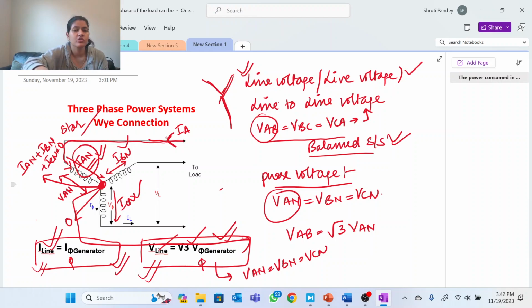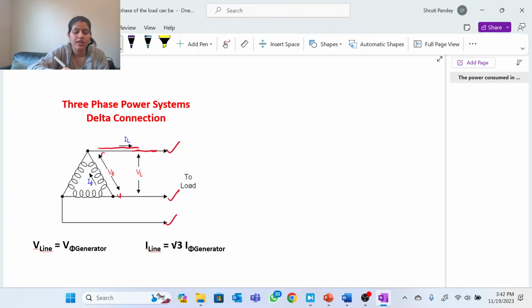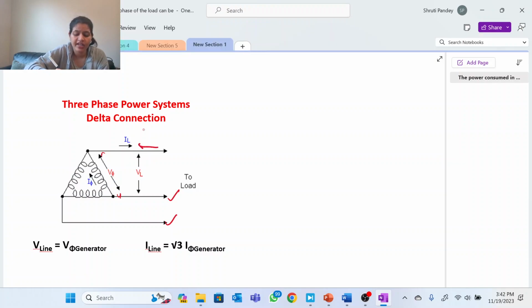Okay, so this was all about star connection. Now we'll come to delta connection. Similarly, we'll see the voltage and current relations, or you can say the line and phase relations of current and voltage both. In the case of delta, this is a line current, these are three lines, right? If the direction is given outward, you can also consider the direction inward. Right now I am taking the current inward, so I say that this is IA current.